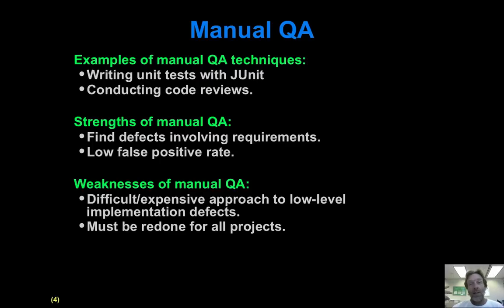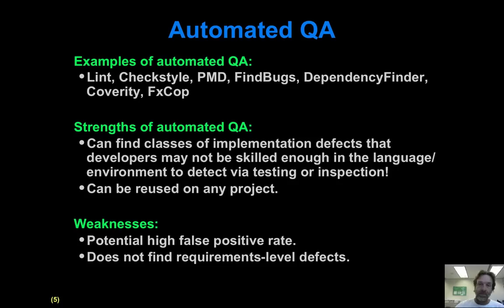So the problem with manual quality assurance is that it's expensive. It needs to be done. There are certain kinds of things you can't find without it, but it is a costly kind of quality assurance to do. On the other hand, we have automated quality assurance, which basically means you apply a tool, potentially configured through some kind of configuration file, to your code, and it's going to look for classes of general implementation defects.